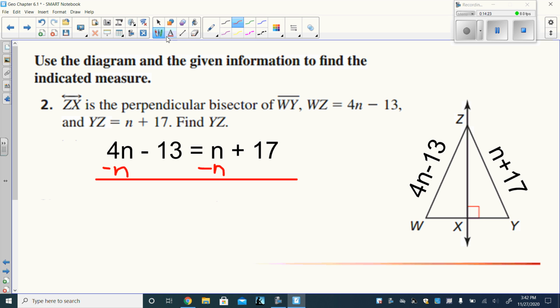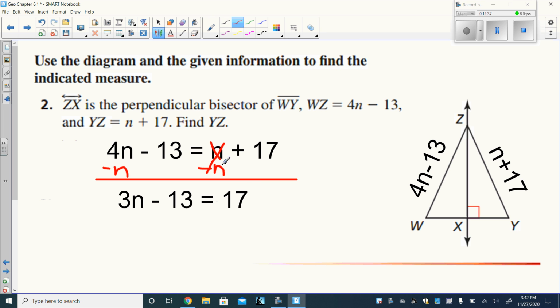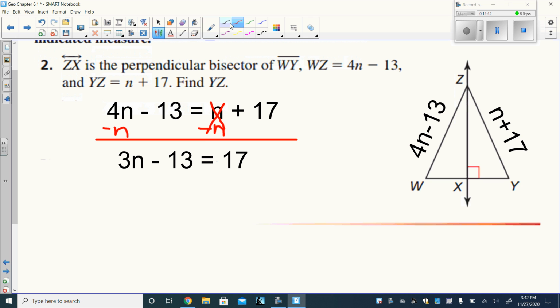When I subtract n from both sides, 4n minus n gives me 3n minus 13 equals, well, n minus n will cancel, leaving us with just 17. These here will cancel. Now what we need to do next is get n by itself. So here, what we're going to do is add 13 to both sides.